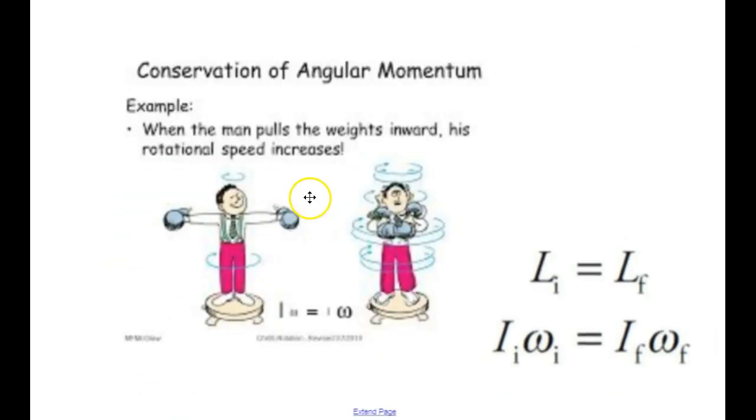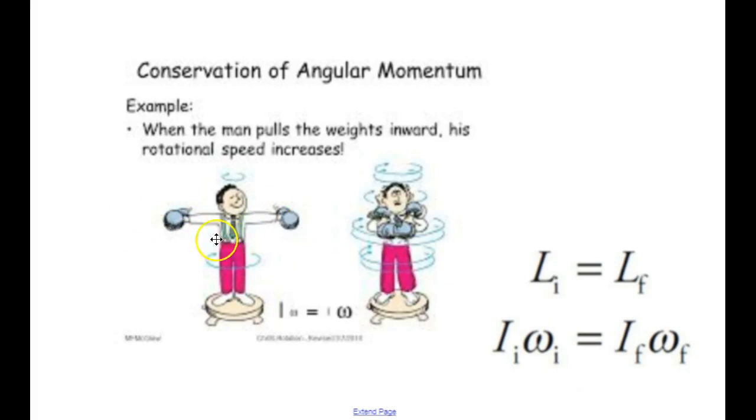Here's another form this can take, and this is actually a really common one. You see this a lot in figure skating. So we have what looks like a kind of nerdy physics teacher standing on a freely moving turntable with some barbell weights way out to the side.